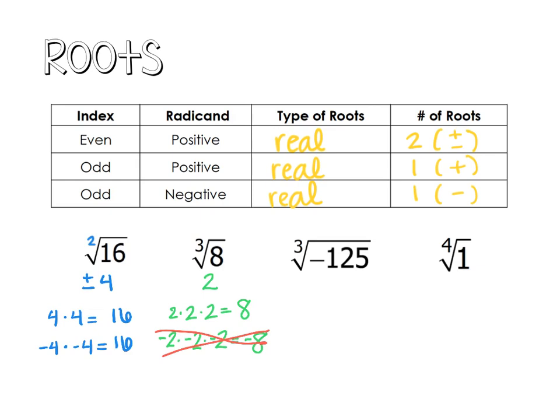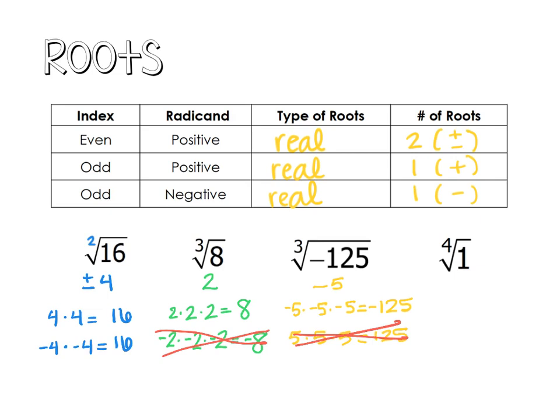Okay, so let's go over the cube root of negative 125. Well, the cube root of 125 is 5. And because that index is odd and the radicand is negative, it's going to be negative 5. Because negative 5 times negative 5 times negative 5 is negative 125. Positive 5 cubed would be positive 125. So that's not going to work.